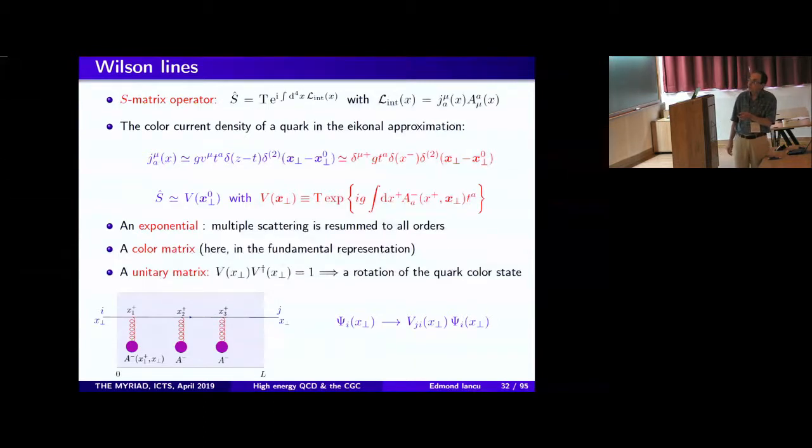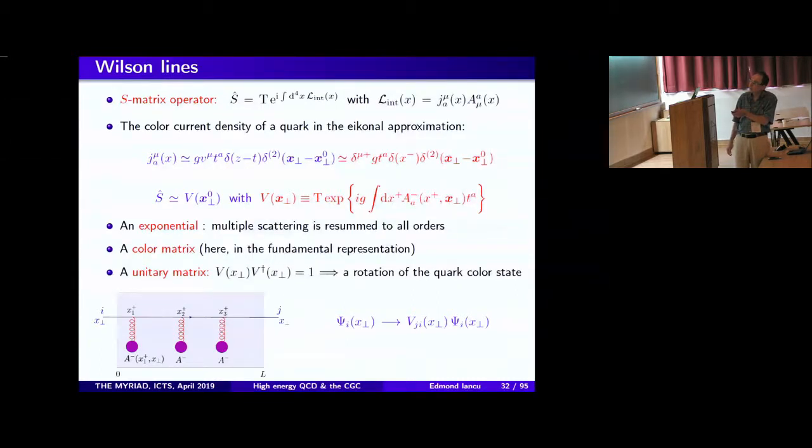So because the current is so simple, one can just replace J mu by this expression here. You see, I had four integrations. The one over x minus is trivial. The one over x perp is just fixing x perp to be x perp zero, which is again trivial. The only integration I am left with is the x plus integration. So I have J plus A minus, which I have here. J plus is just delta mu plus. So sorry, it's just a delta. You can see it here.